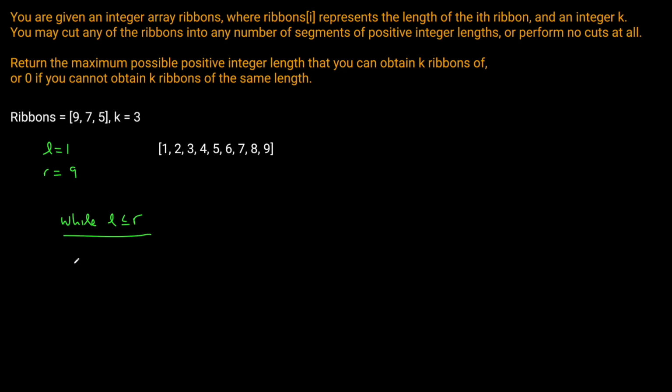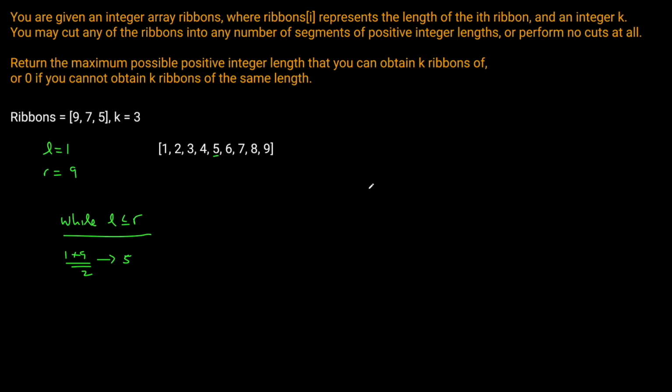So we calculate the midpoint. So it's going to be 1 plus 9, divide by 2. And this is going to give us what? 5, right? So our midpoint is now this 5 here. And we're going to try, okay, can we cut with the length of 5?